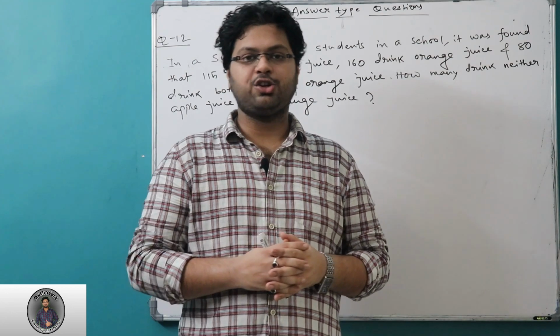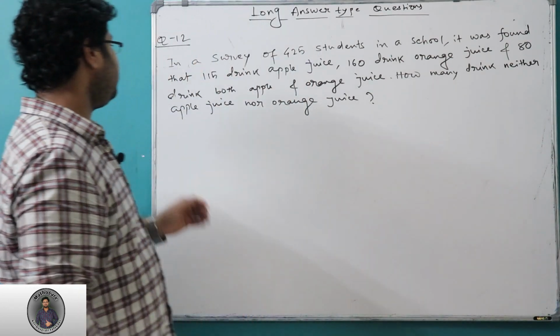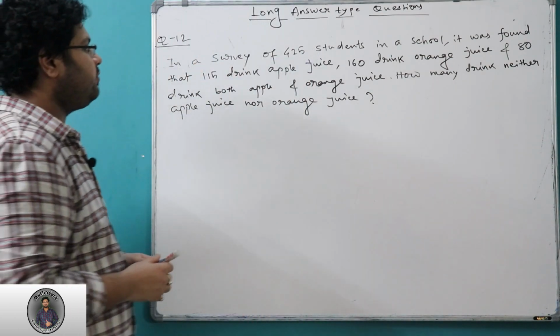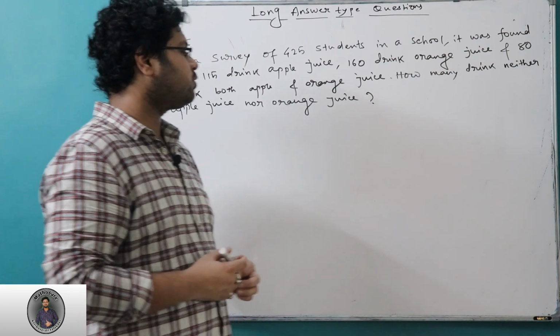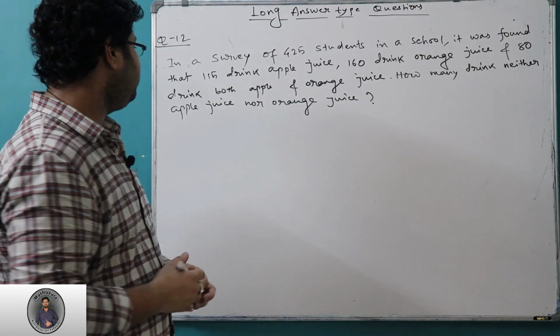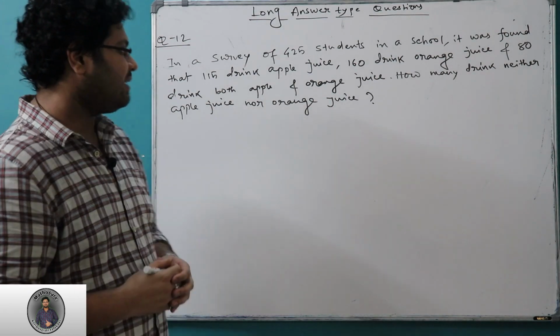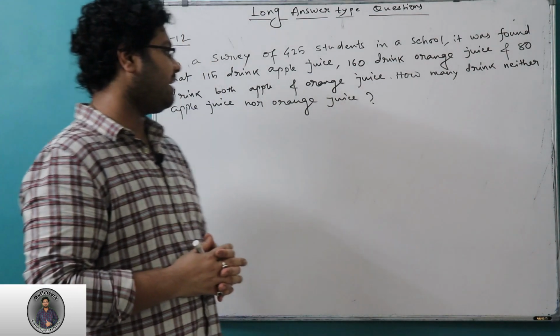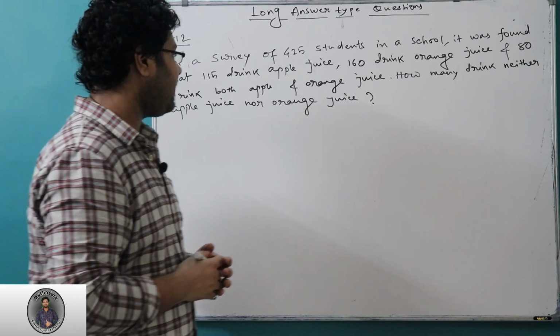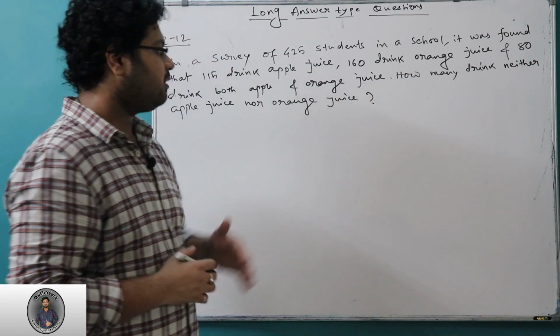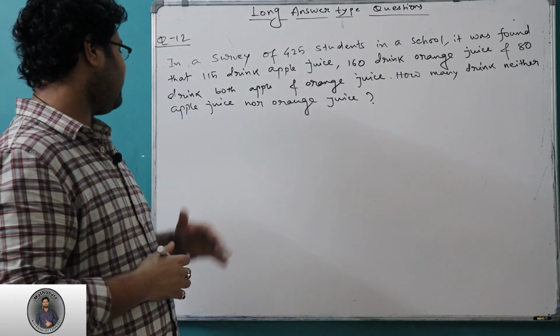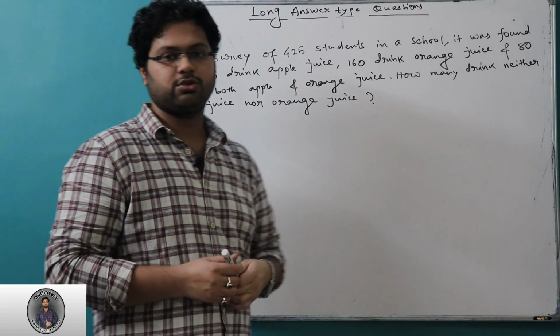Now we are coming to question number 12. In a survey of 425 students in a school, it was found that 115 drink apple juice, 160 drink orange juice, and 80 drink both apple and orange juice. Now the question is, how many drink neither apple juice nor orange juice?